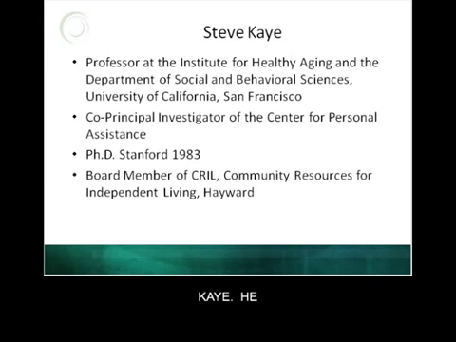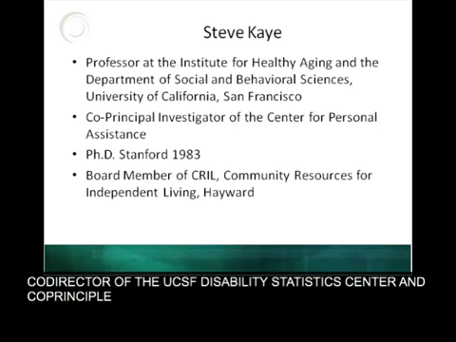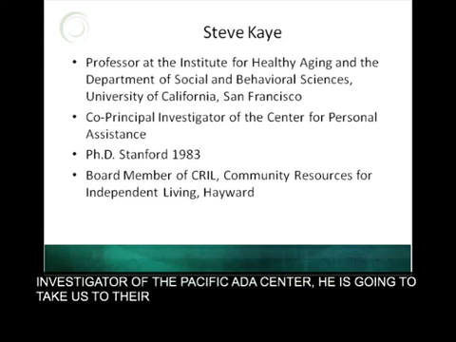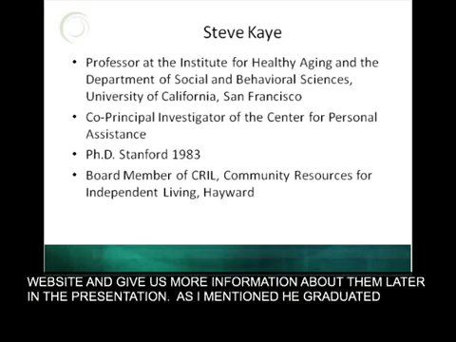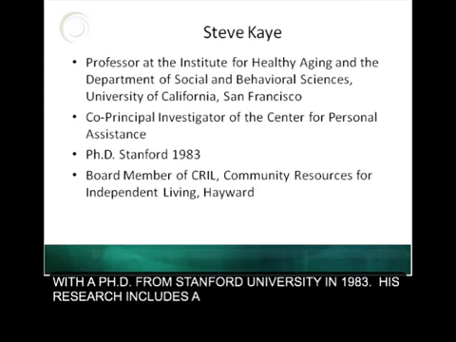As I mentioned, he serves as the co-principal investigator for the Center for Personal Assistance Services, a rehabilitation research and training center funded by the National Institute on Disability and Rehabilitation Research. He is also co-director of the UCSF Disability Statistics Center, and co-principal investigator of the Pacific ADA Center. And he's going to take us to their website and give us a little bit more information about them a little later in the presentation. He graduated with a PhD from Stanford University in 1983.